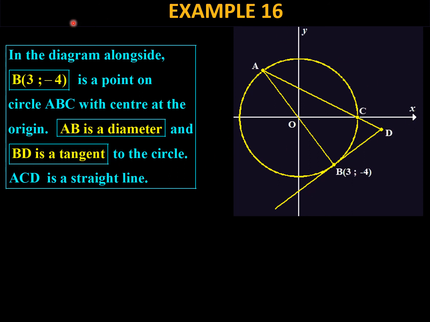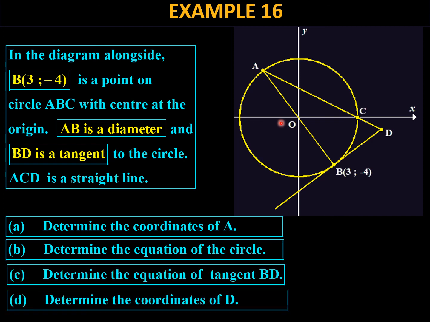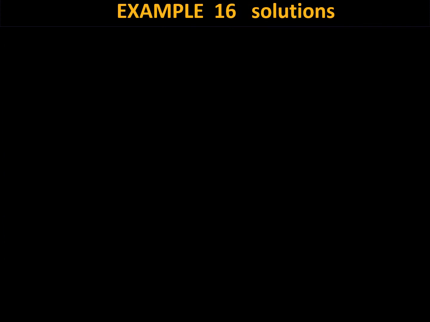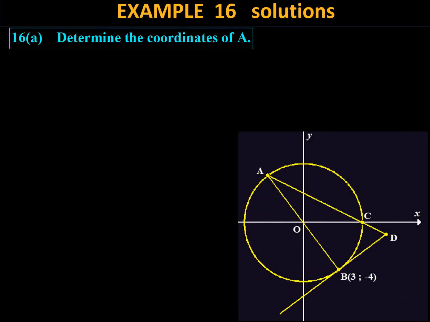So try to make sure you understand everything that's given. This is a circle with the origin as center. Now there are 4 questions we're going to look at, and that we'll do in the next slide. Let's look at our first question. There's our diagram. Let's make sure we've got everything there.